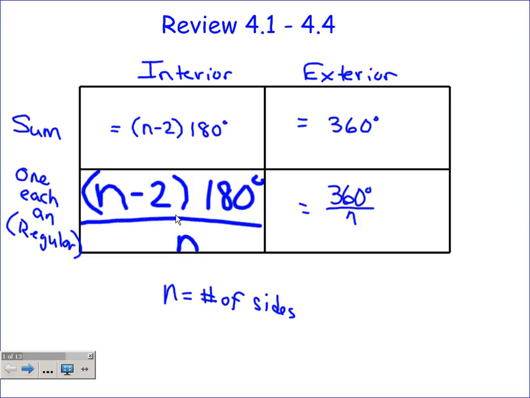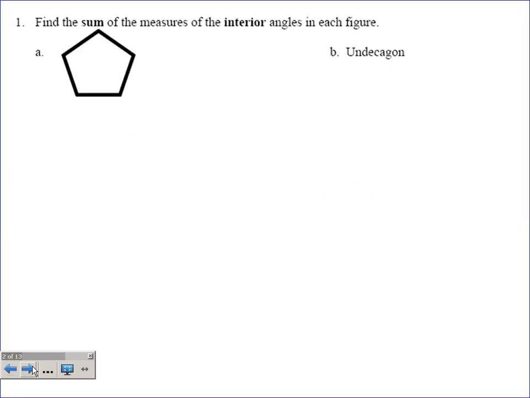Okay. We're looking at this review. We're not going to work on every single one of these problems, but if there's an A and a B, we'll probably work on one of these. Number one, Justin, what's our N value here? 5. N equals 5. What shape is that called? Pentagon. It says find the sum of the interior angles in each figure.